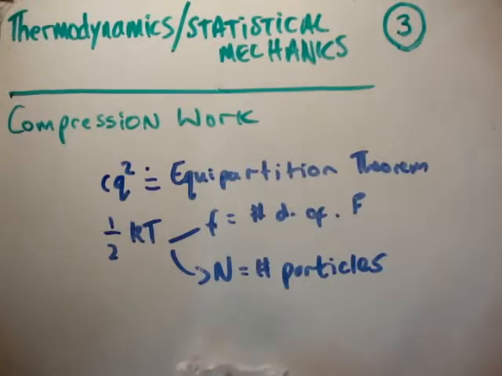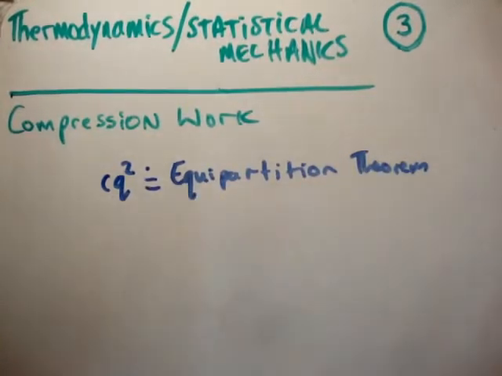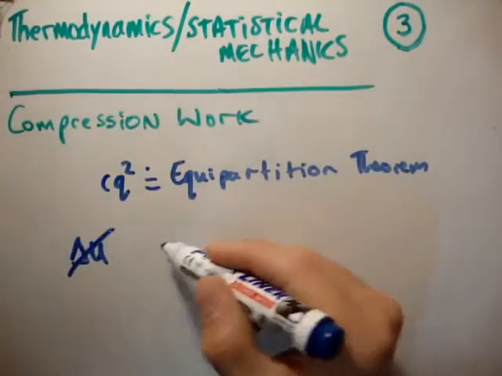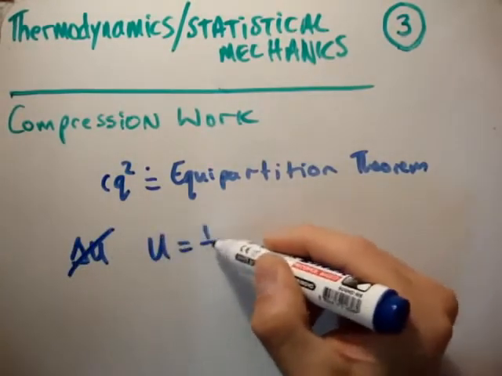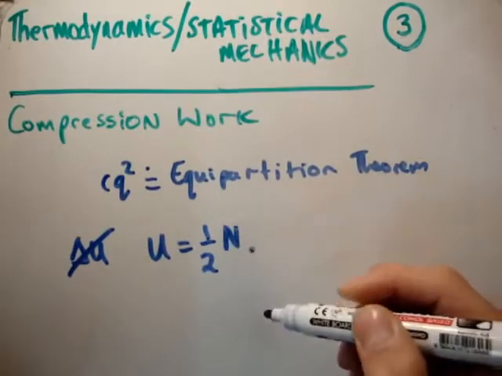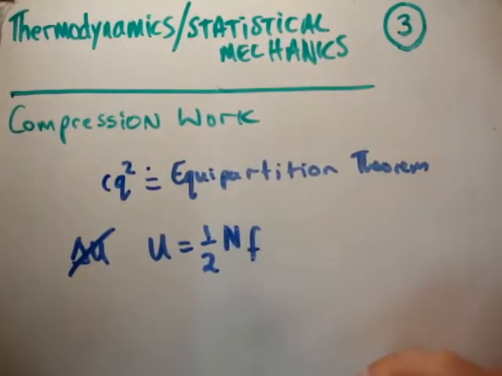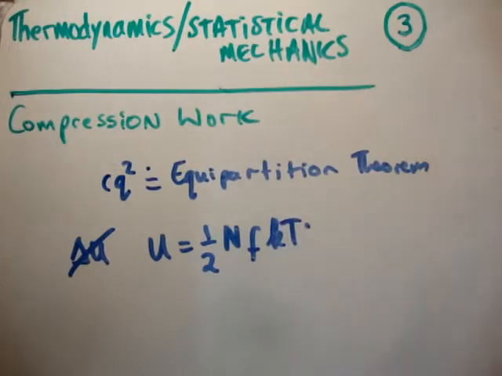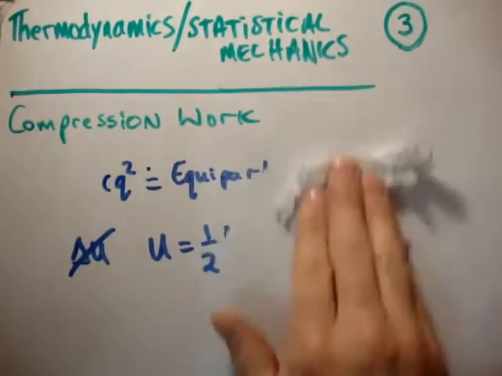So in general, we can say that the internal energy of a system, it's not delta U, it's the actual internal energy of the system, is equal to 1/2 N for the number of particles, F for the number of degrees of freedom per particle, and kT as the constant. And this is obviously in units of joules. So now it's time to talk about compression work.